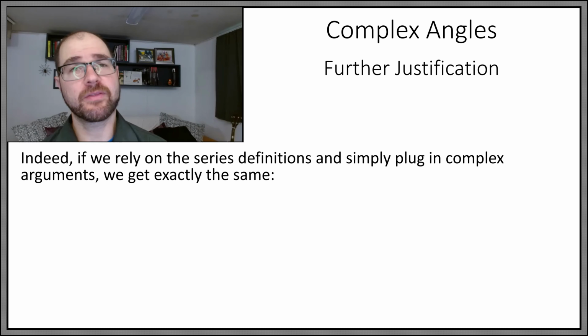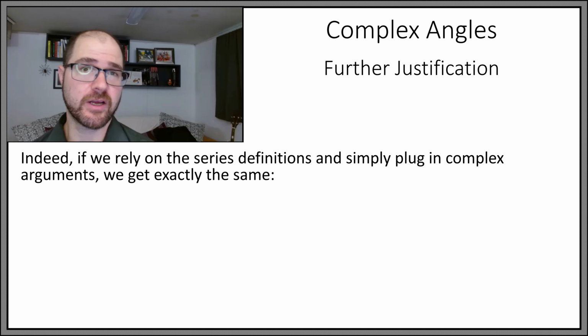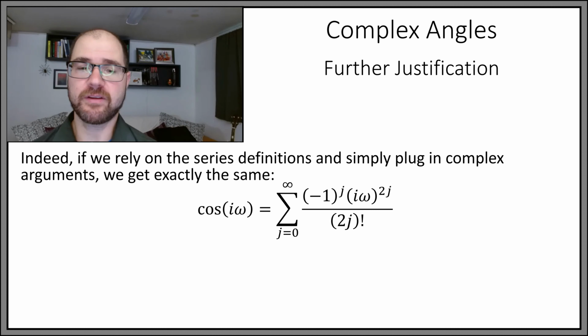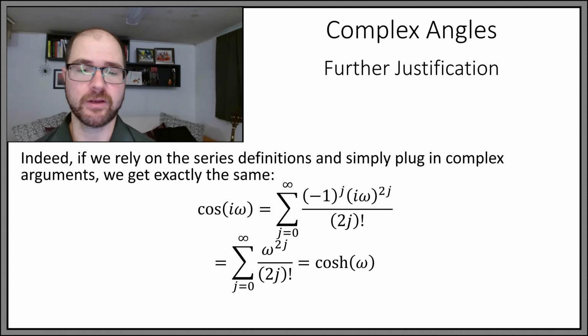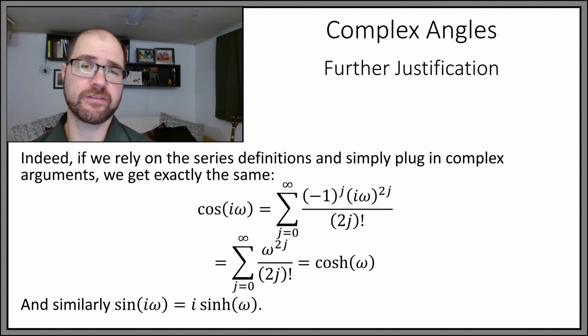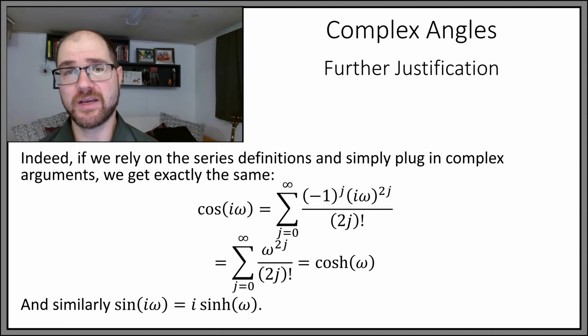So what if we rely on the series definitions and start plugging in complex arguments? We get something very similar. If all you do is plug in I times omega to the power series definition of cosine, you will recover the hyperbolic cosine. And similarly, the sine of I times omega is I times the hyperbolic sine of omega.